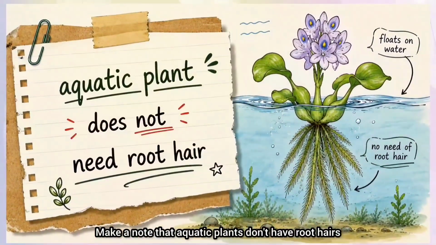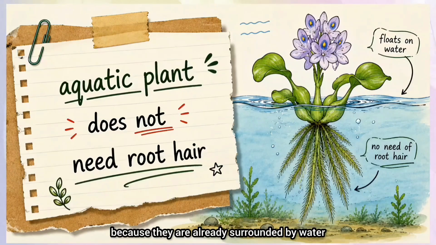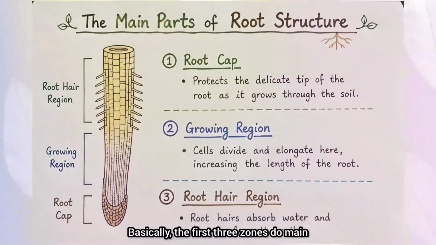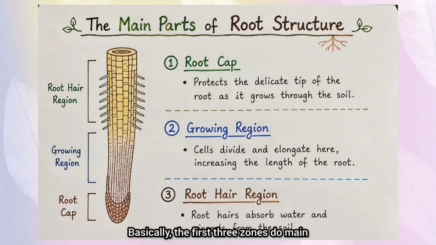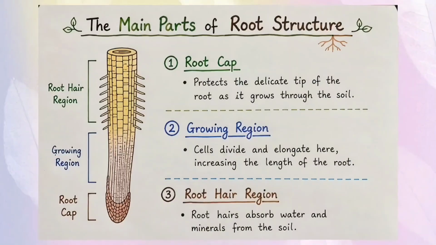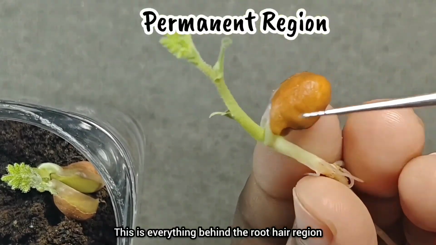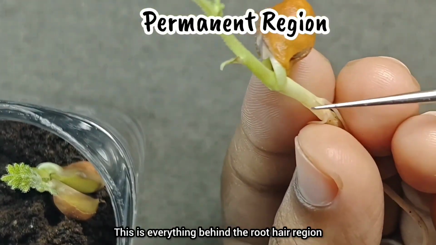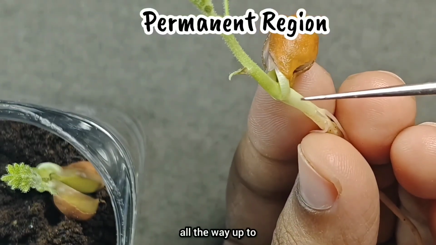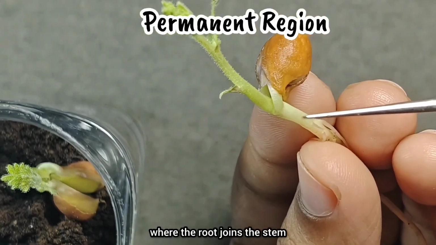Make a note that aquatic plants don't have root hairs because they are already surrounded by water, so they don't need them. Basically, the first three zones do main job of taking stuff in: root cap, growing region, and root hair region. The fourth region is permanent region. This is everything behind the root hair region, all the way up to where the root joins the stem.